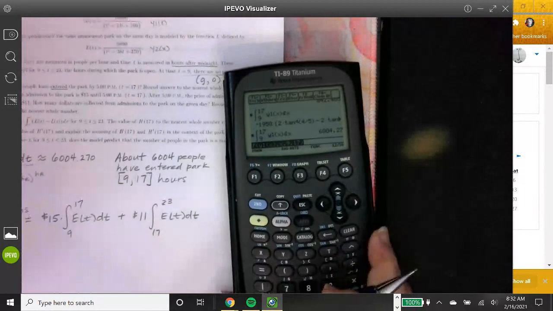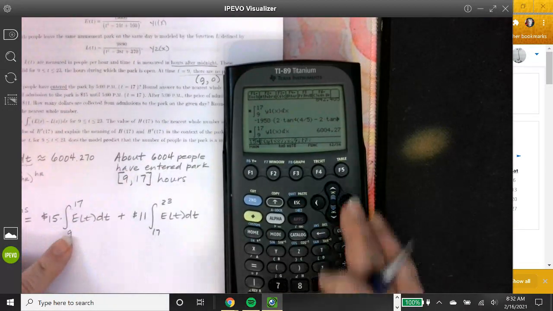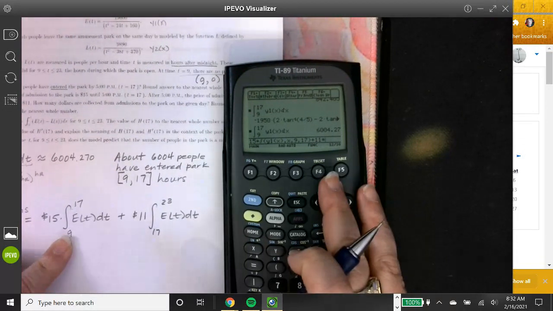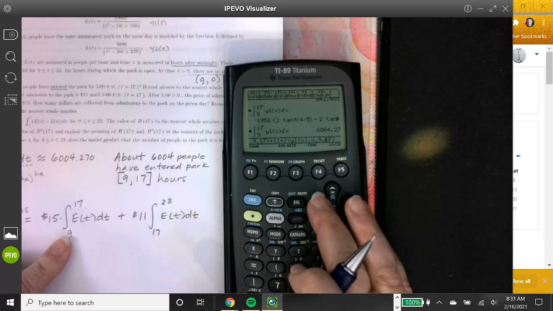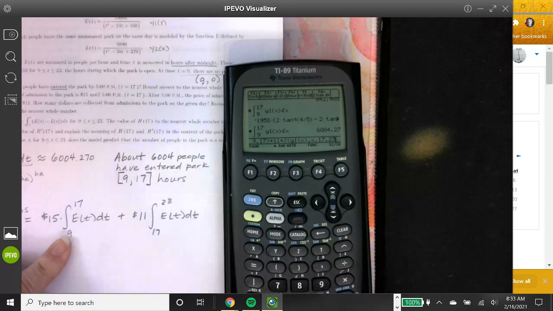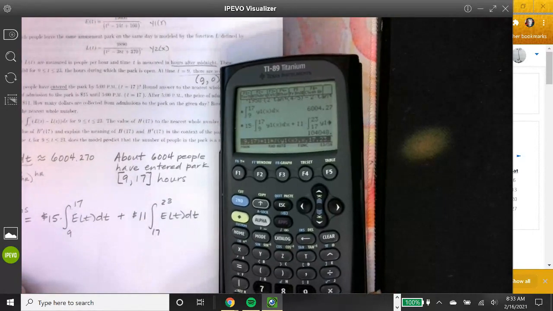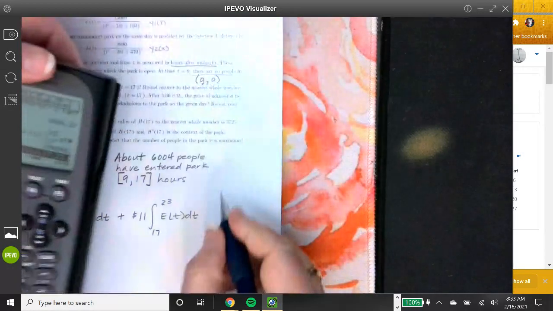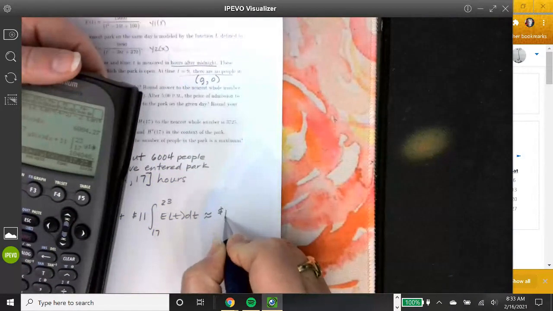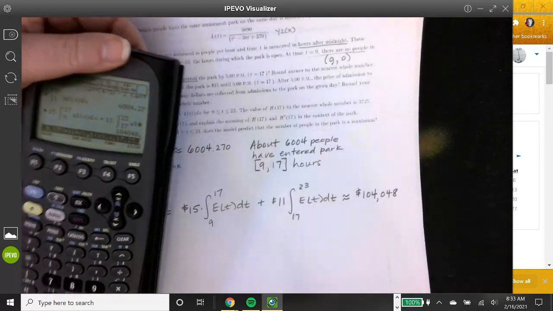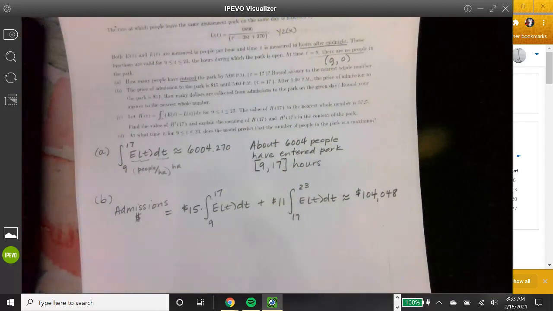And let's plug that in our calculator. I can go back to the front here. I can say 15 times, and then plus 11 times. I'm going to grab this integral here and change it from 9 to 17, to 17 to 23. Let's see how much money they made. What is that? 104,000, to the nearest whole number, $104,048, earned while the park was open.